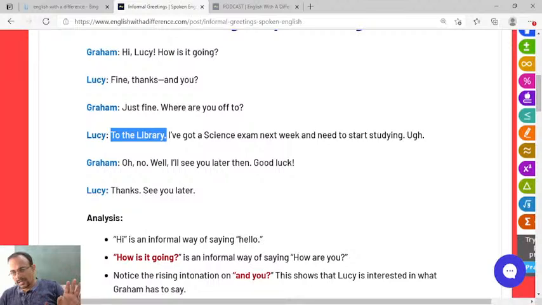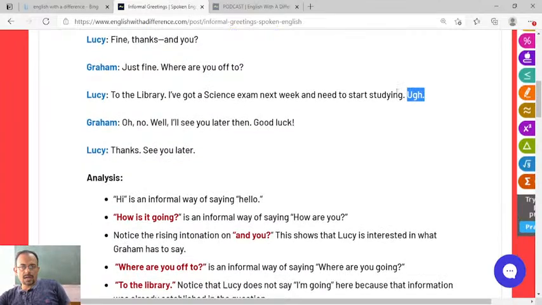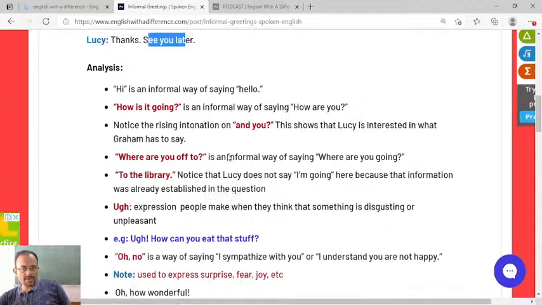Right. Next, Lucy says, I've got a science exam next week and need to start studying. Lucy is giving the reason also as to why she is going to the library. Graham: Oh no. I'll explain when oh no is used. Well, I'll see you later. Good luck. Lucy says thanks. See you later. Right? Now let's analyze.